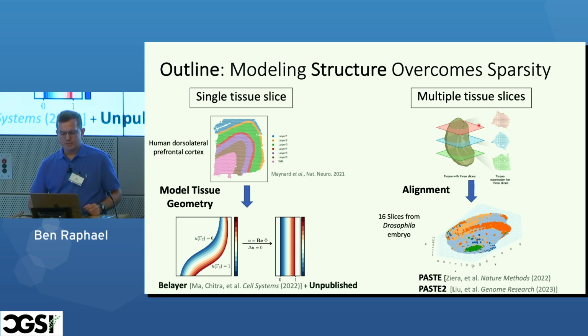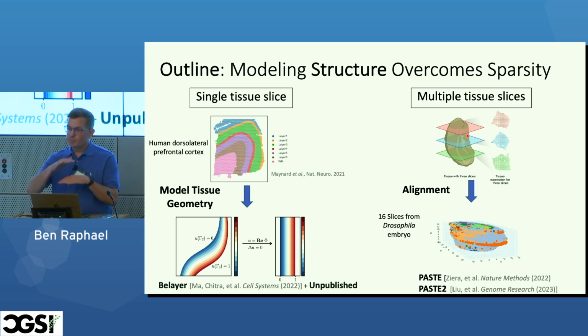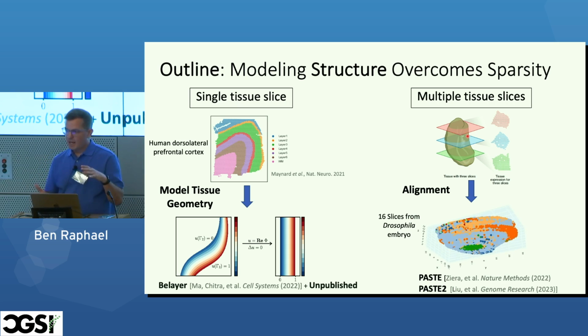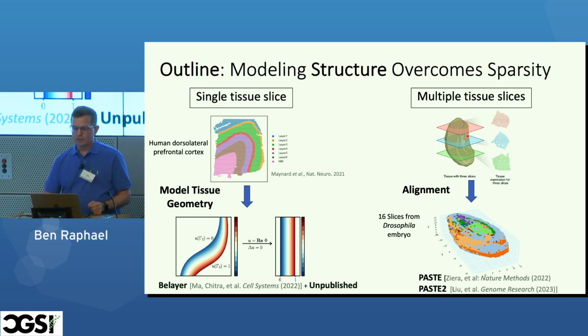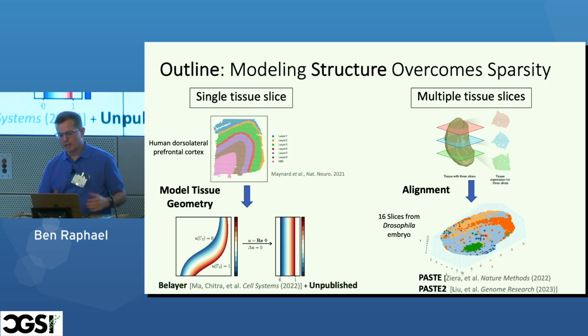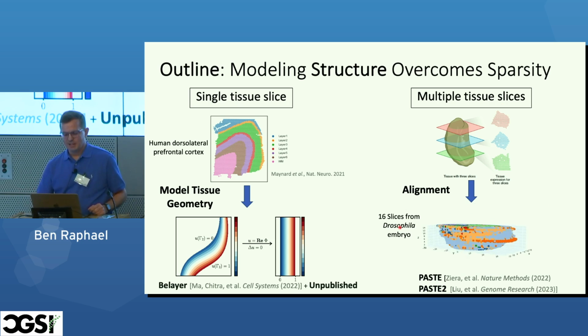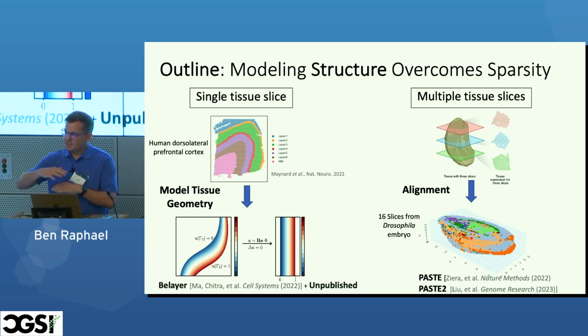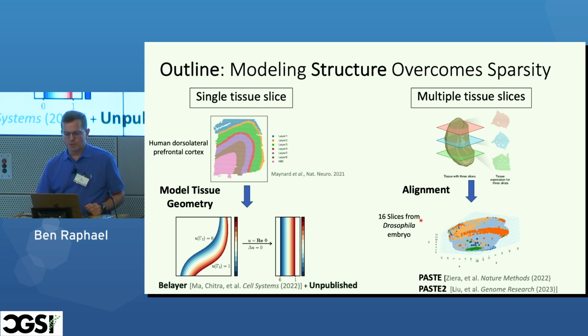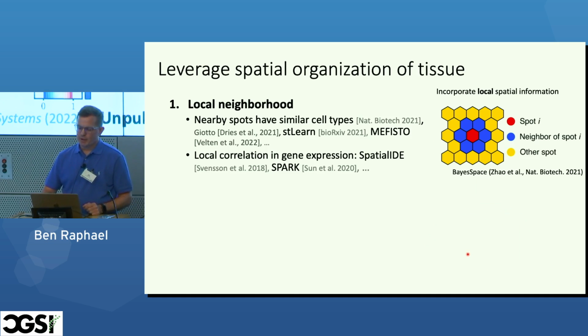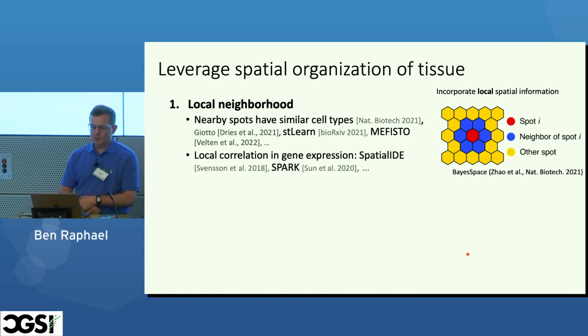And then quickly, if there's time at the end, I'll show you another set of methods we developed that take multiple slices from the same tissue and align and integrate them so that we can sort of overcome sparsity in one measurement by sort of pooling them together. And here's just an output of that where we align 16 slices of spatial transcriptomics from a Drosophila embryo. All right, so for the first part, leveraging the spatial organization of the tissue.